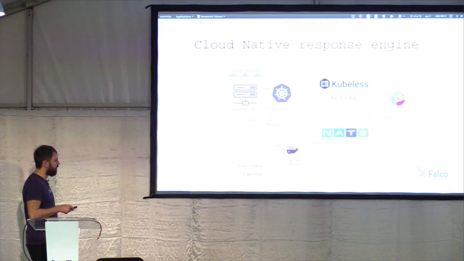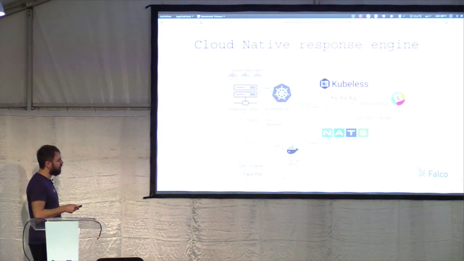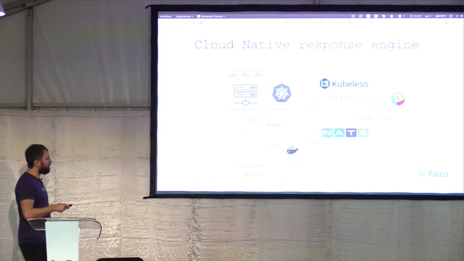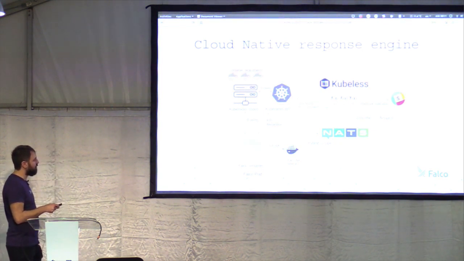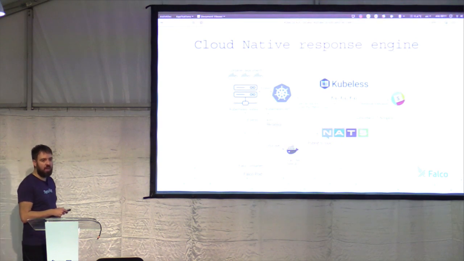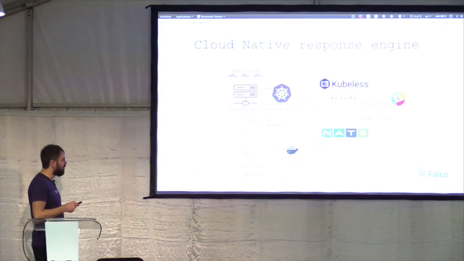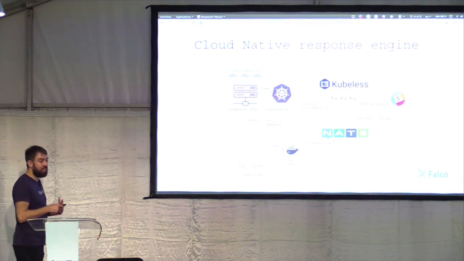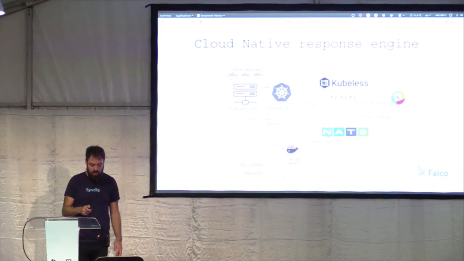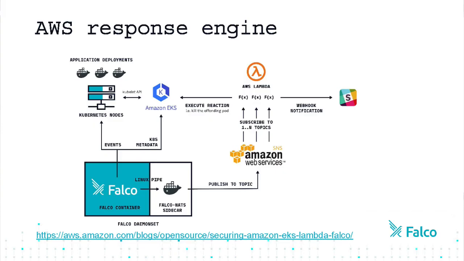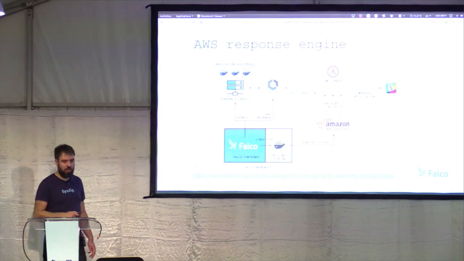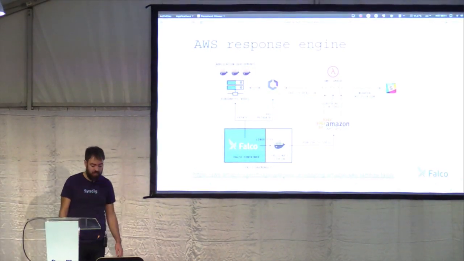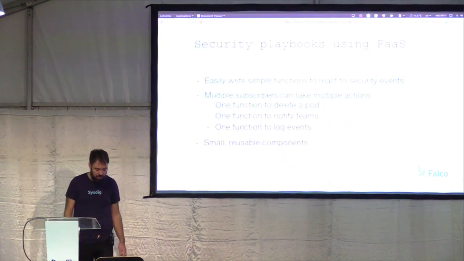So basically, there is a sidecar container that publishes events into NATS. Kubeless functions subscribe to the different topics, and depending on the topic and the priority, we can trigger different reactions. So we can send a notification into Slack or PagerDuty, whatever it is, or we can make a change, like kill the pod, isolate the pod, etc. There is also another implementation based on AWS services using Amazon SNS and Lambda, if you're interested in that.